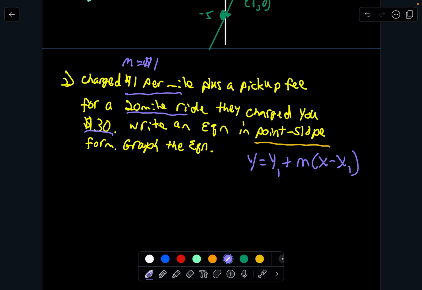All right, so they gave you the point basically of, if x is the distance, y equals charge or fee, then they gave you the point. They gave us the point, charged you $30 for 20 miles. So 20, comma 30. So we use that.